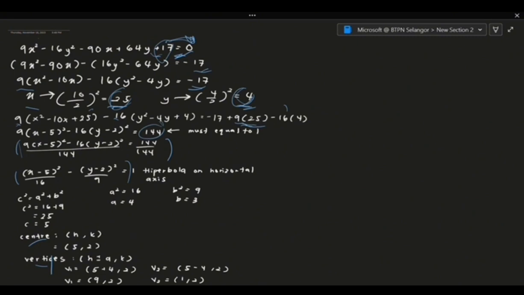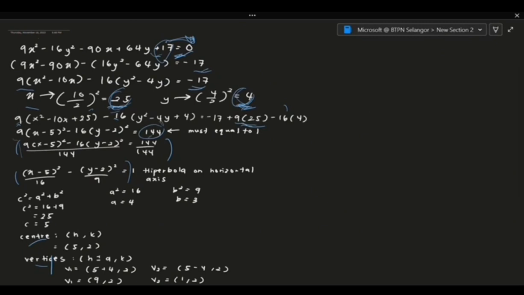So after that, we must factorize the x and y, and we must complete the square for x and y, so we get x is 35 and y is 4. After that, we must put this answer for x and y on the left side and right side, and we get like this. It's because we must multiply the answer x and y with the number that we factorized just now, and then we will get the equation like this.